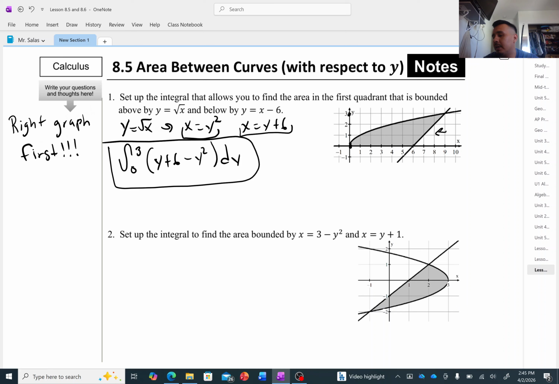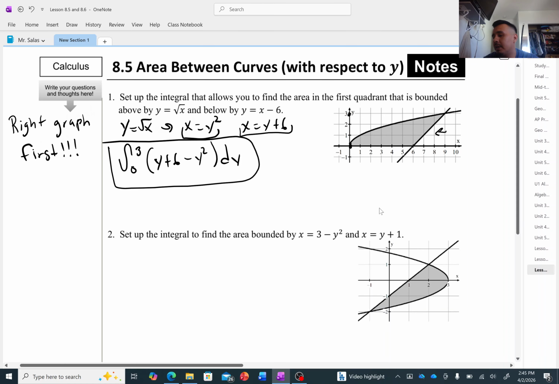You're setting up the integral. On your calculator, you would still type it in the same way. Math, go to option number 9. You set up your integral from 0 to 3. But your calculator doesn't understand y, so you just keep on using the x variable, but keep in mind that it is with respect to y, okay?